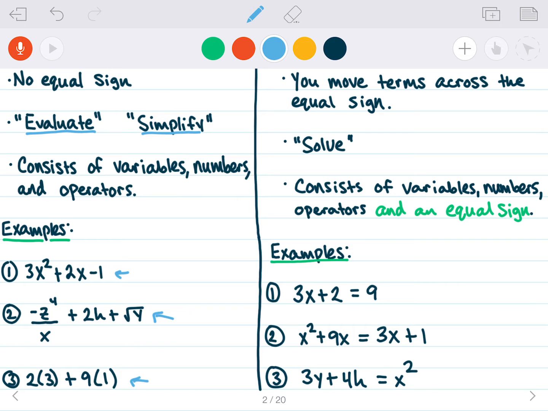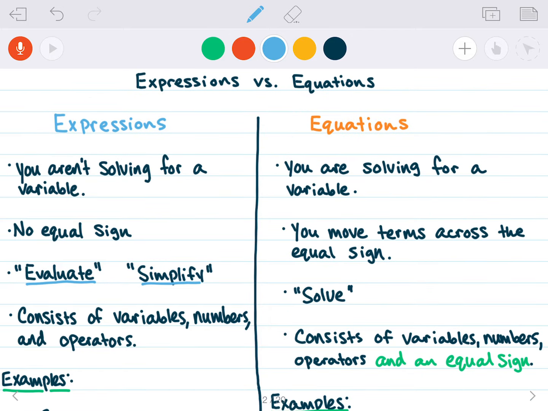On the other hand, looking at equations, we are solving for a variable. We're going to go much more in depth into this in a few more slides, but basically we're trying to see what the missing variable is, like what number we need to replace with the letter in our equation. With equations, we are moving terms across the equal sign, and in the directions for when you solve equations, you're going to see the word solve. You're not going to see evaluate, you're not going to see simplify, solve, right?